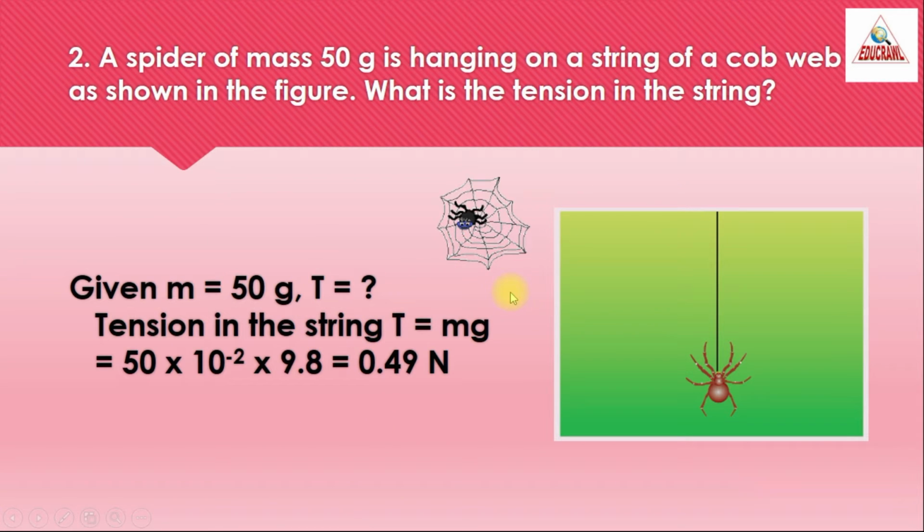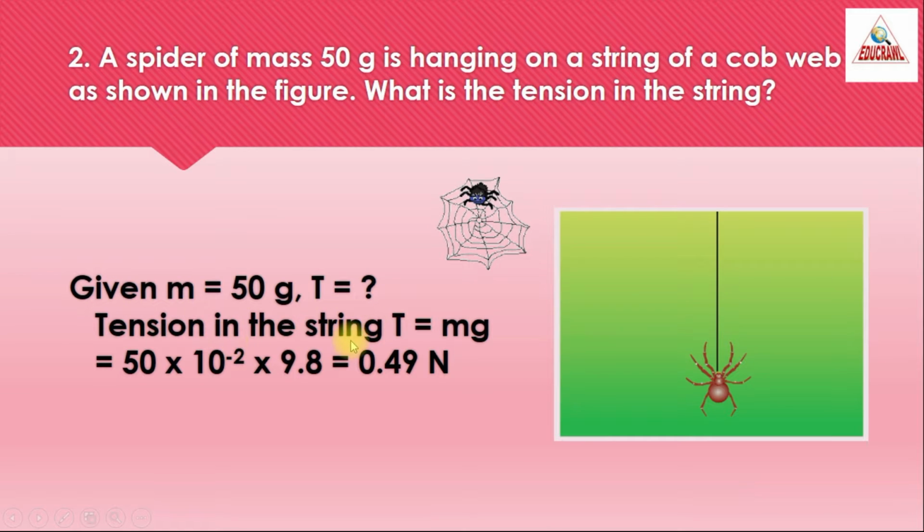Now the second problem. A spider of mass 50 gram is hanging on a string of a cobweb as shown in the figure. What is the tension in the string? So the given data is mass equal to 50 gram. We are supposed to find the tension.